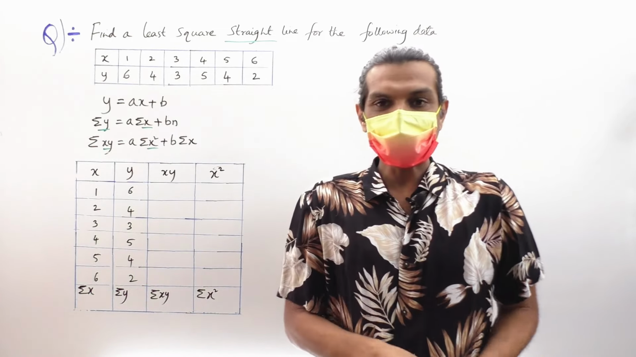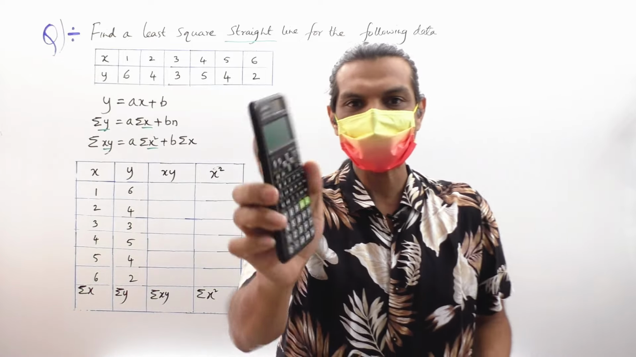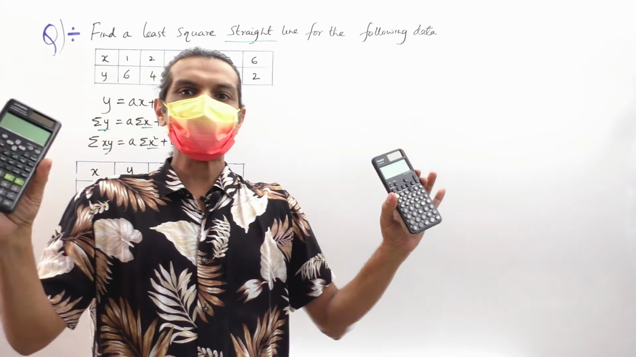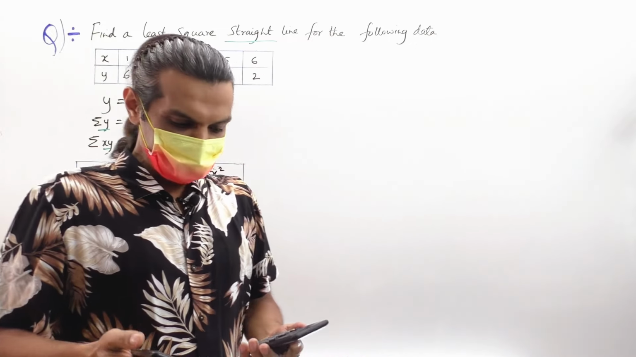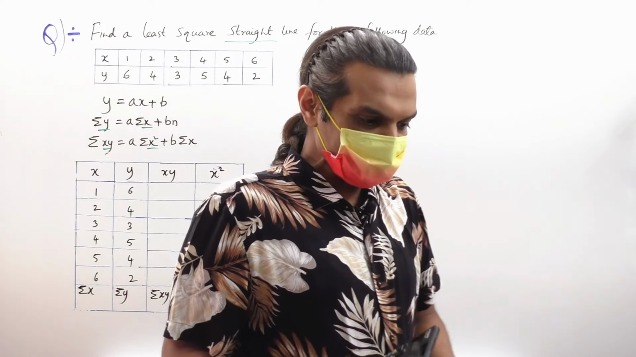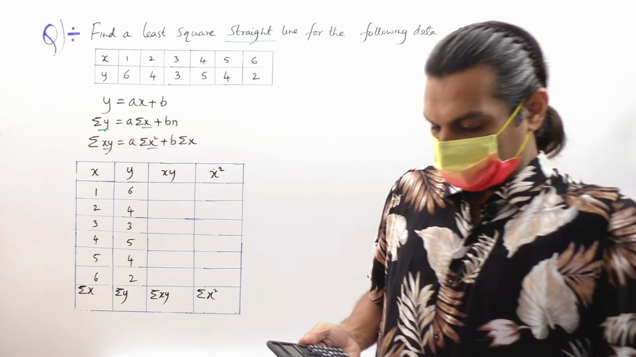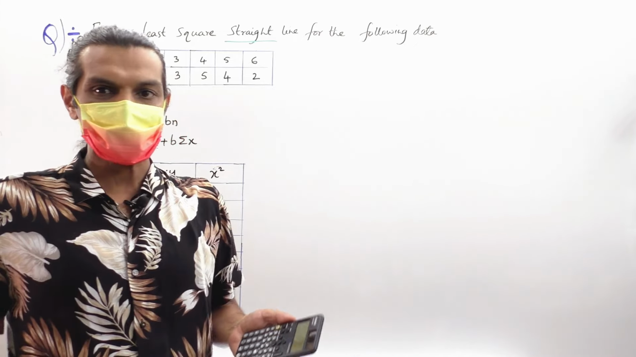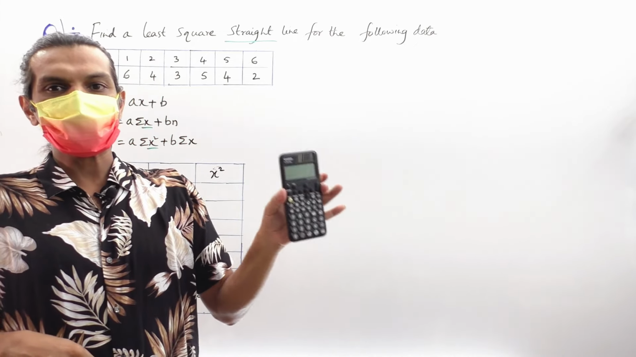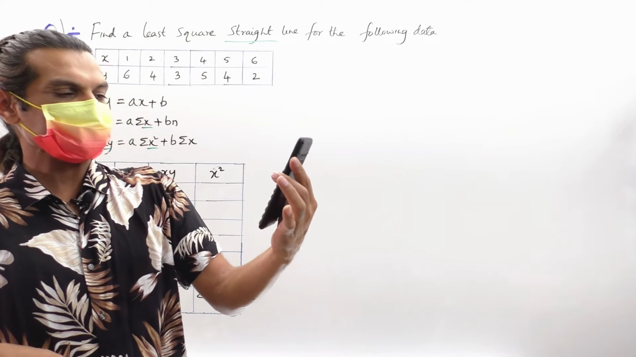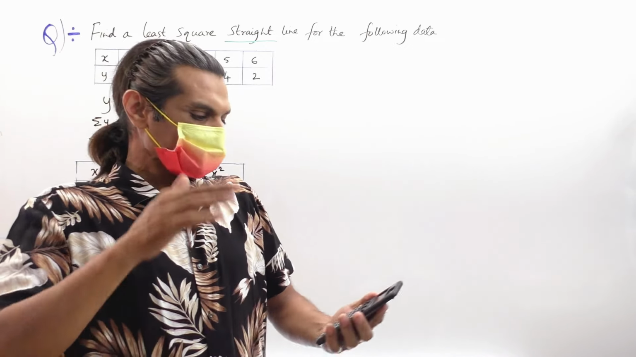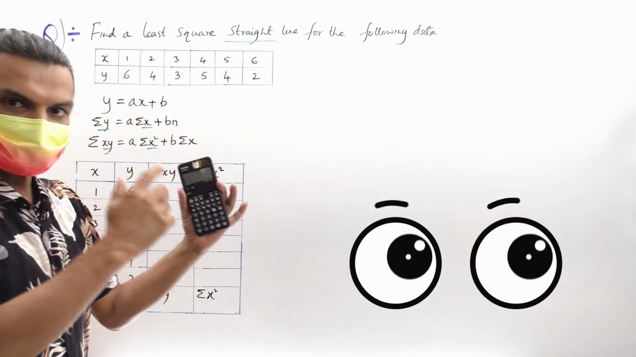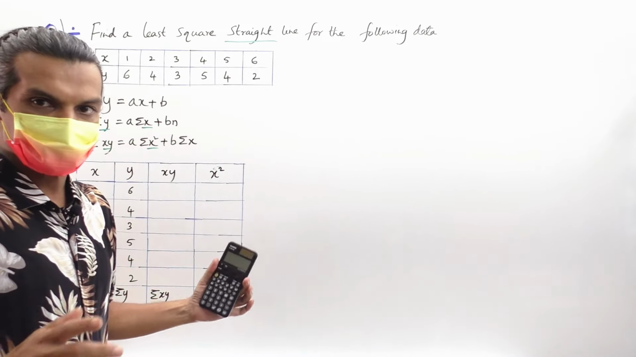So I have both the FX 991 ES Plus and also the FX 991 CW. Both these calculators are being used in VTU and other universities, so I will show with both. Let's first try with this. The students of the 18 and 21 scheme might have the FX 991 ES Plus second edition, but the latest students have this calculator, the Casio FX 991 CW. We will first solve with this, then I will show with that. Fine. So pay attention and focus here, because it is very important to understand this operation.